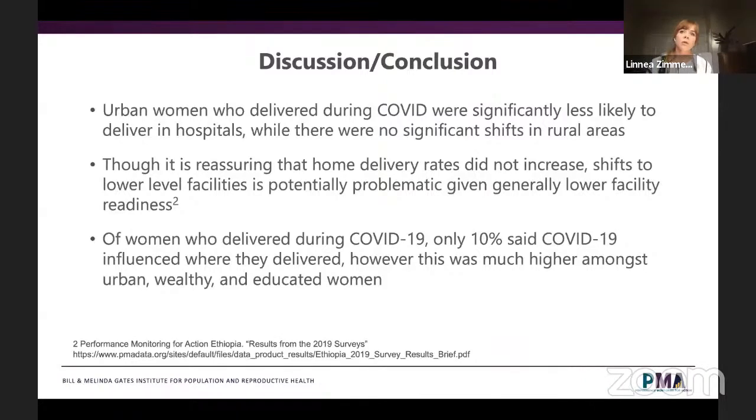Of women who delivered during COVID-19, only 10% said COVID-19 influenced where they delivered, but this was much higher amongst urban, wealthy, and educated women. So these are not generally the women that we are the most concerned about in terms of delivering health services, but it does indicate that there are impacts being felt. It does seem that those impacts are primarily felt within Addis Ababa particularly, but also amongst the urban centers.